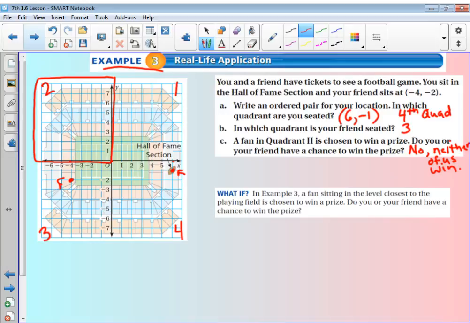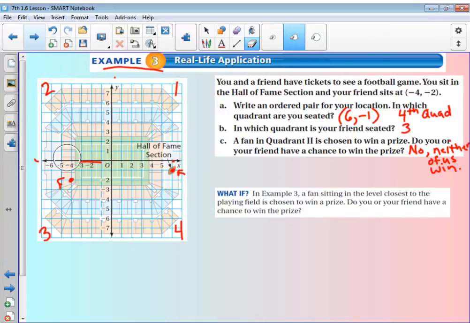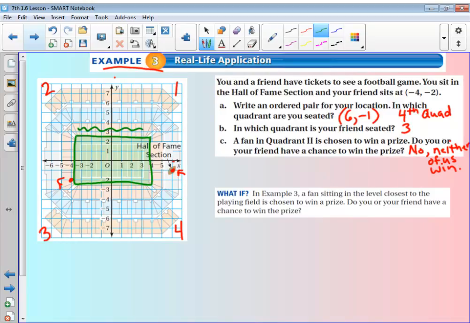Okay, so let's look at our picture. Here's our playing field. I'm going to erase this little red rectangle quick. Okay, so here's our playing field right here. I'm visual, so I like to draw what they're talking about. So a fan is sitting in the level closest to the playing field. So that means they're sitting in this orange section here. We don't know where, but they're sitting somewhere in there.